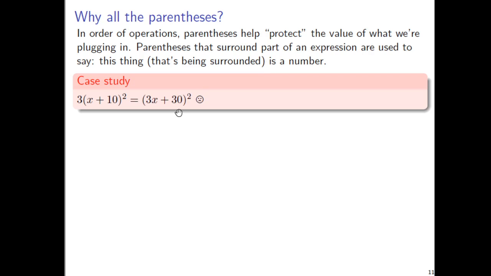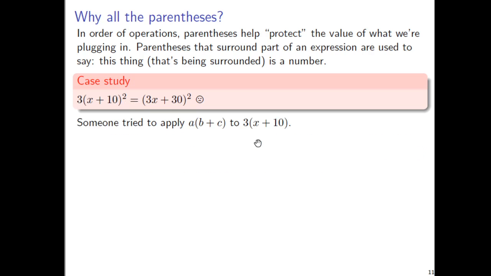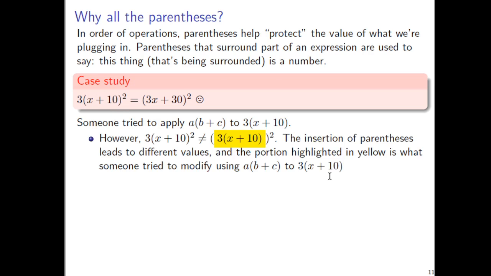A thing that people often try to do, which is actually an error, is they'll take this 3 and try to distribute here 3 to the x and to the 10, but the problem is there's this exponent 2 that does not allow you to do this. So let's really break this down. Somebody tried to apply a times quantity b plus c, that's one side of the distributive law, to 3 times quantity x plus 10. I would admit it looks like that, but the square is an issue.